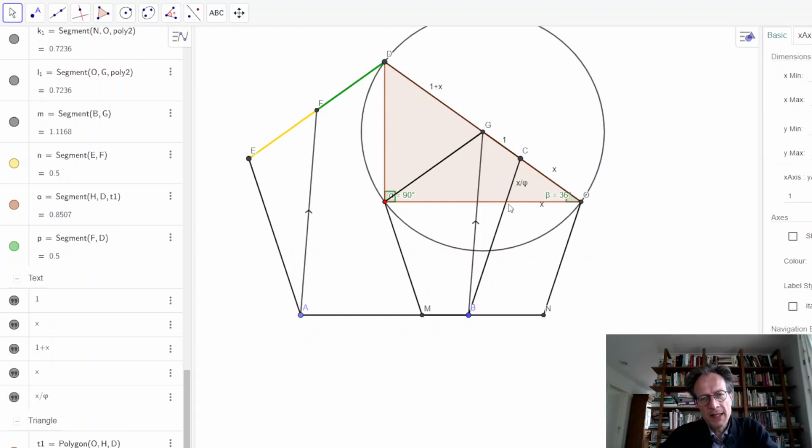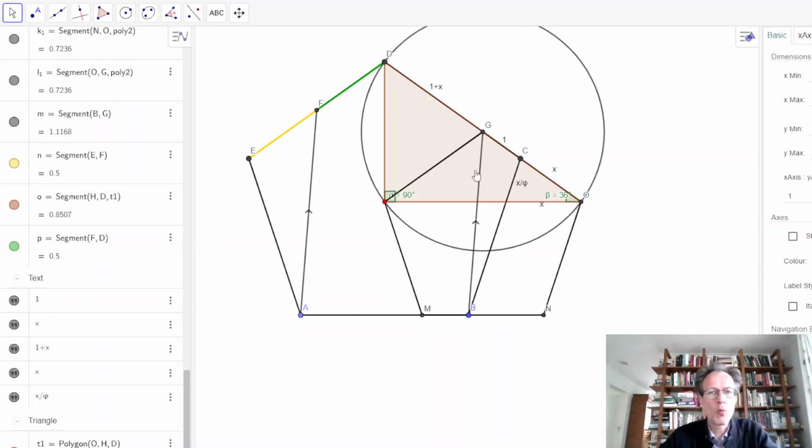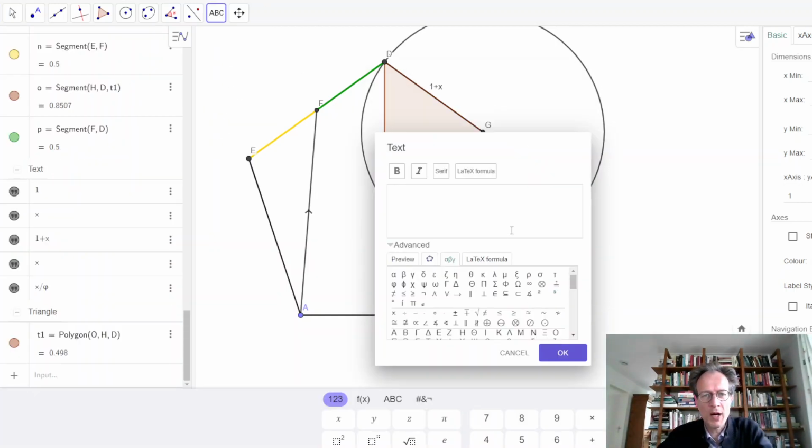And finally we know that because here we have a parallelogram, that can easily be seen, we know that this length is also 1 plus x. Yeah, that's the side length of the small pentagon. So we have here another 1 plus x.